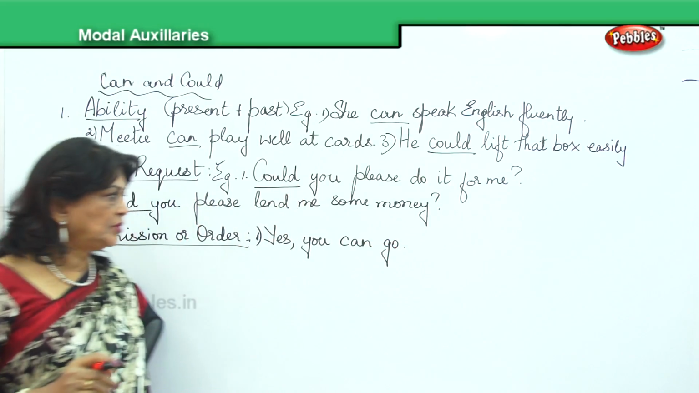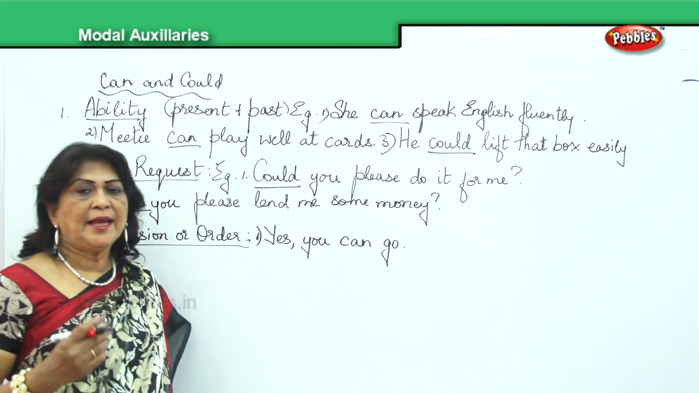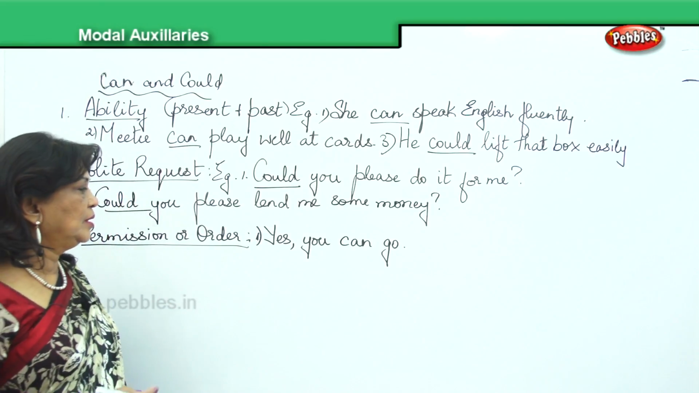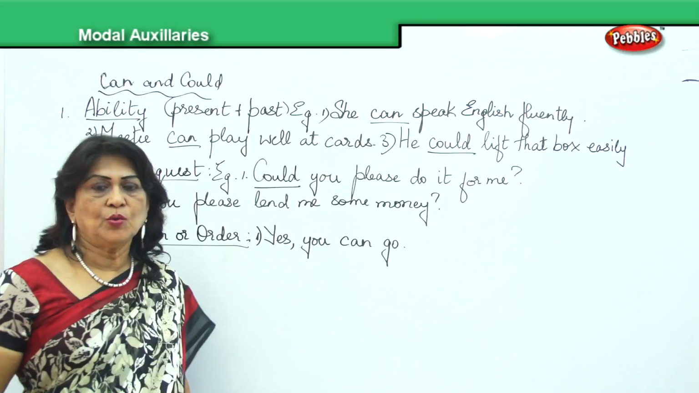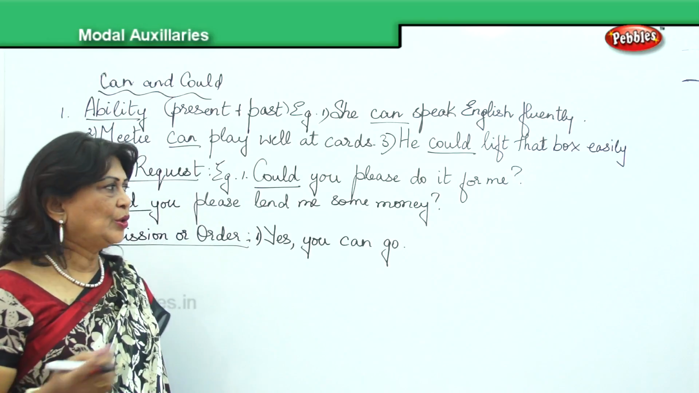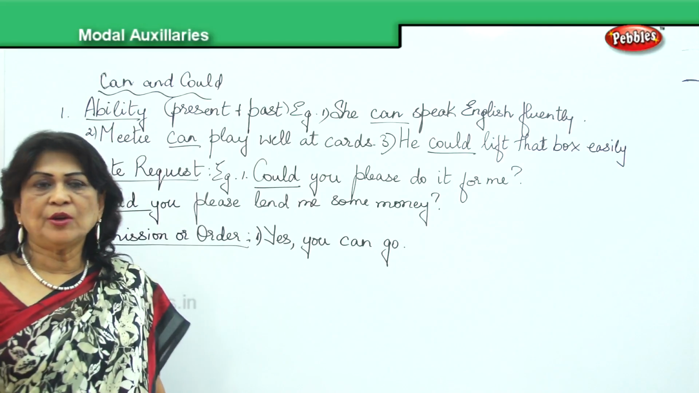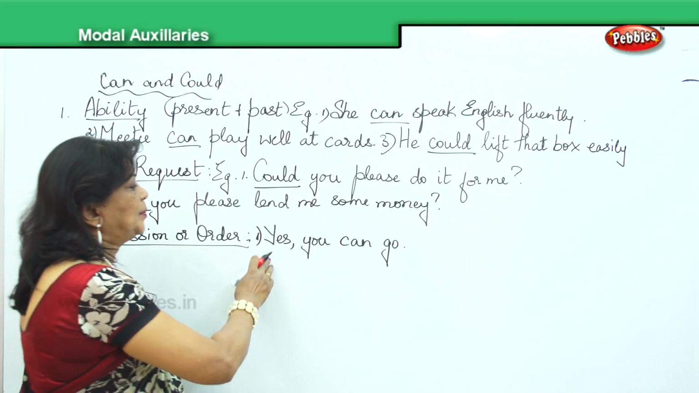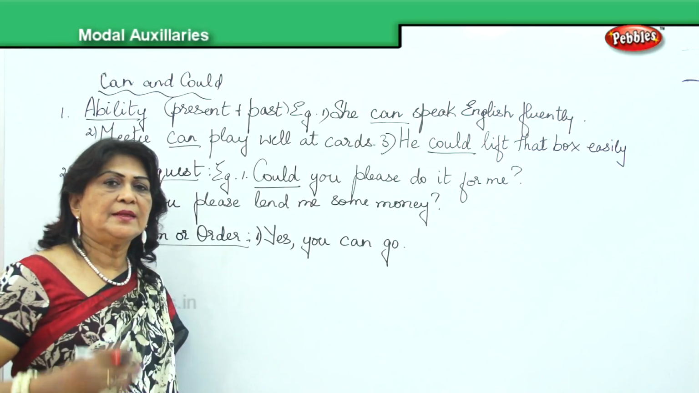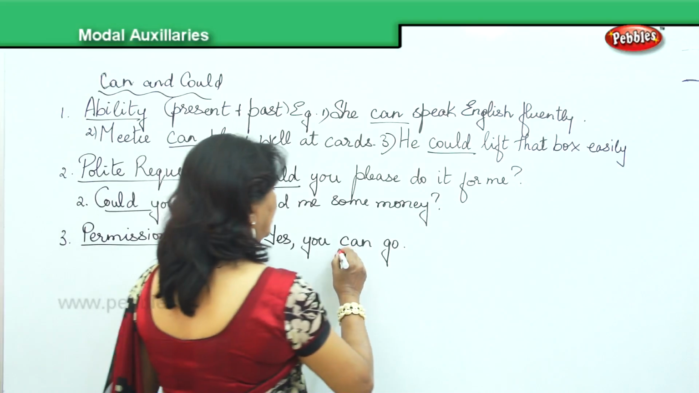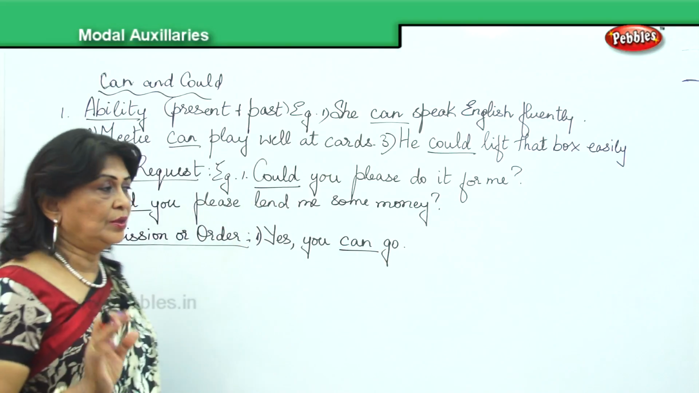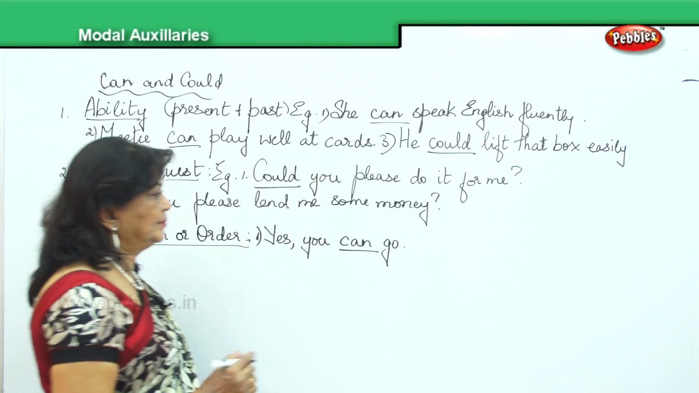In case you just go and ask permission, may I go out for a minute, or could I please be excused for 10 minutes? I'll go make a call and come. Then the other person can say, yes, you can go. There they don't use could, they use only can.